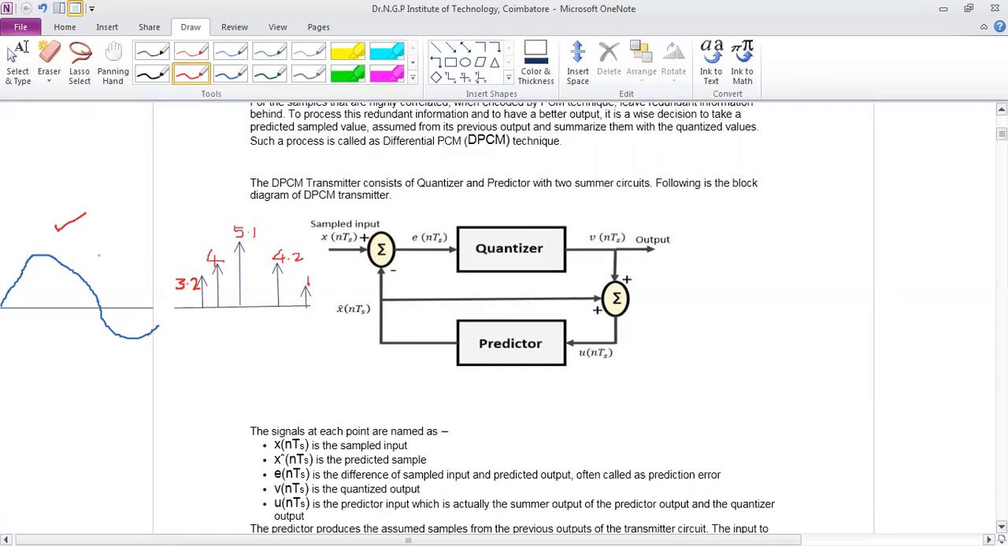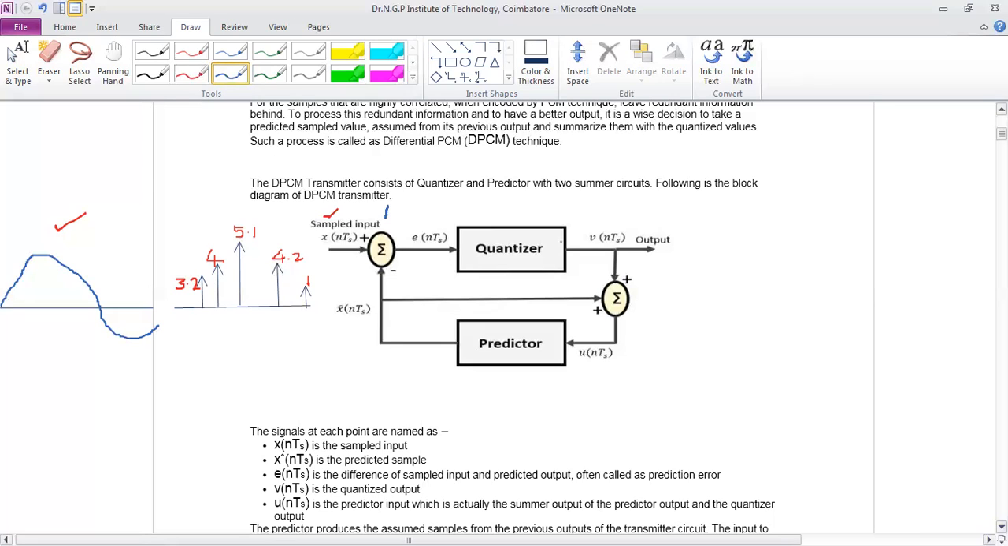For example, I sample this particular signal and take the samples from the input. The different amplitude discrete values are noted here. That is my input to this particular summer. The first sample I will consider is 1. 1 is my present input, and x cap of nTs is zero, there is no signal. Therefore, only the data 1 is applied to the quantizer.